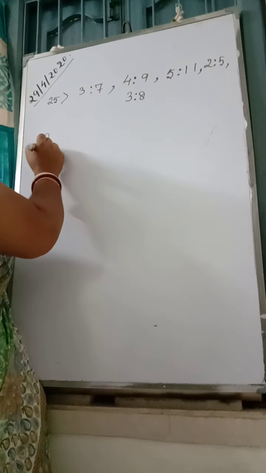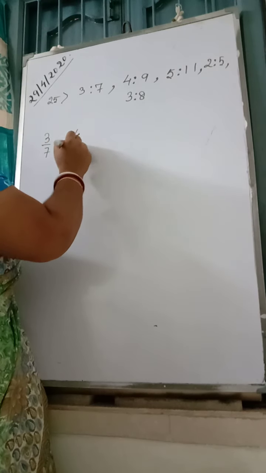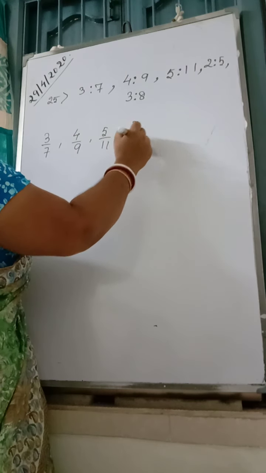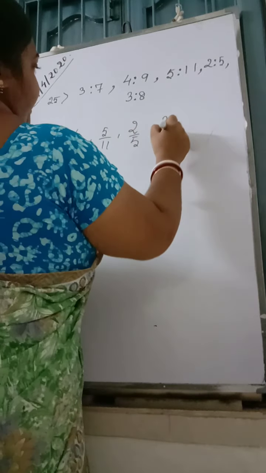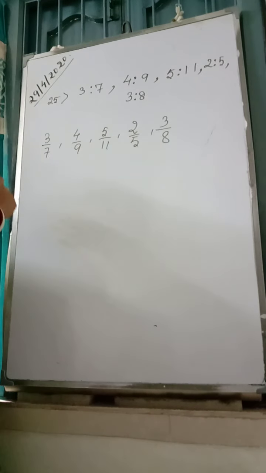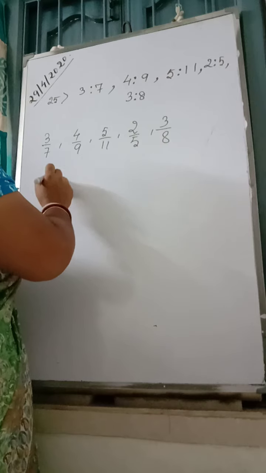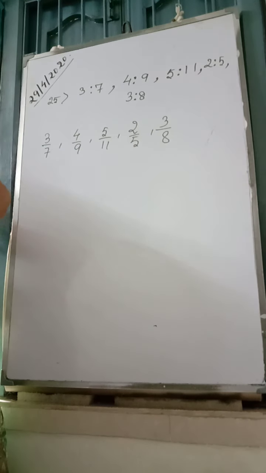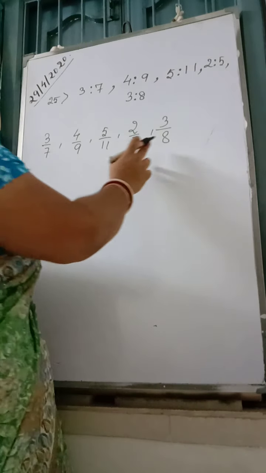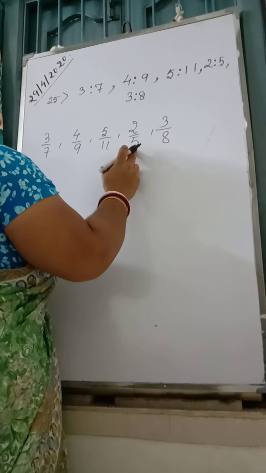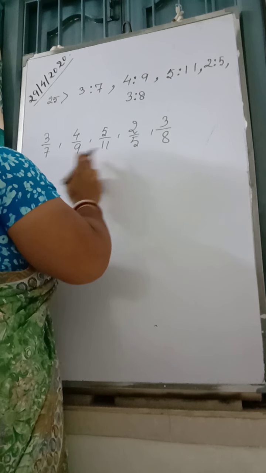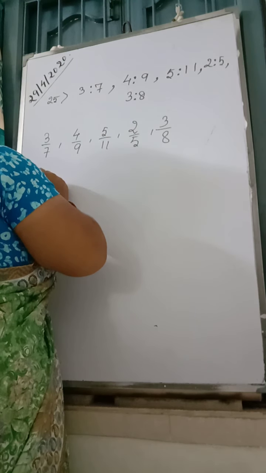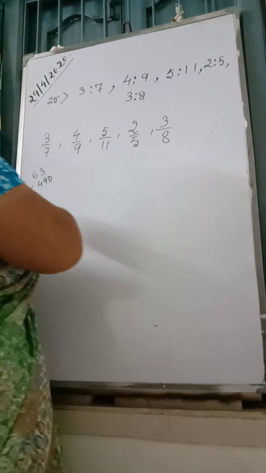Now what am I going to write? 3/7, 4/9, 5/11, 2/5 and 3/8. Now what will be the LCM of all this? Nothing is divisible, you can see. Everything has different denominators. So the LCM will be 8 5s are 40, 11s are 440 and 7 9s are 63 into 440.